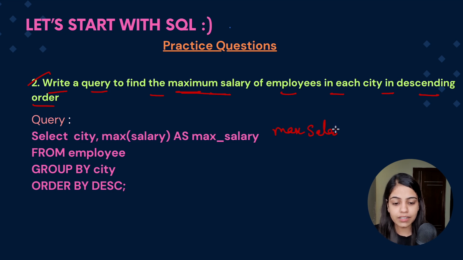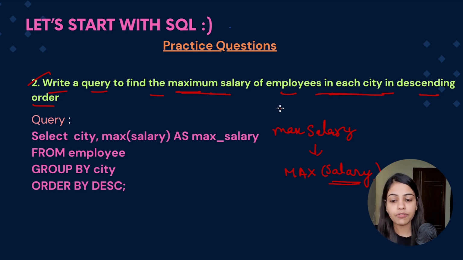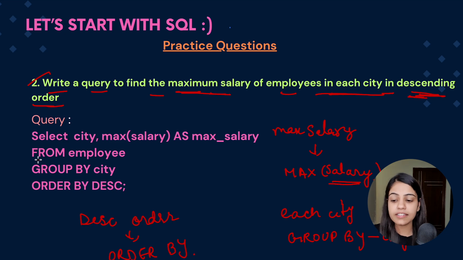To find the maximum salary of employee, we can use the aggregate function max, and here we can provide the column on the basis of which we want to aggregate the data, that is salary. Now the next step says that we have to find the maximum salary in each city. So to get the group of cities we can use the group by clause. Here we'll use group by on city, which will help me to get all the cities into similar subgroups. So let's see the query.